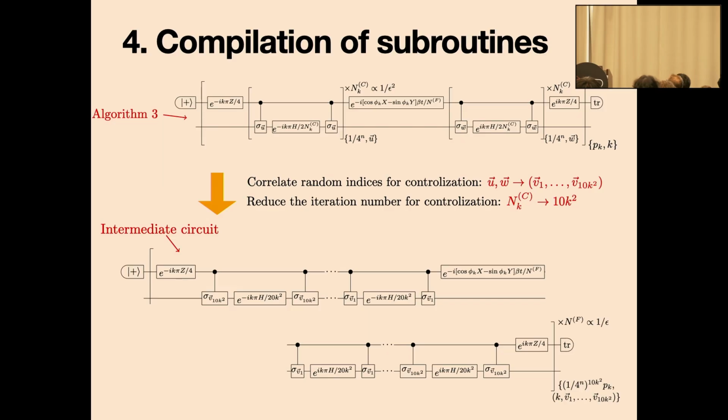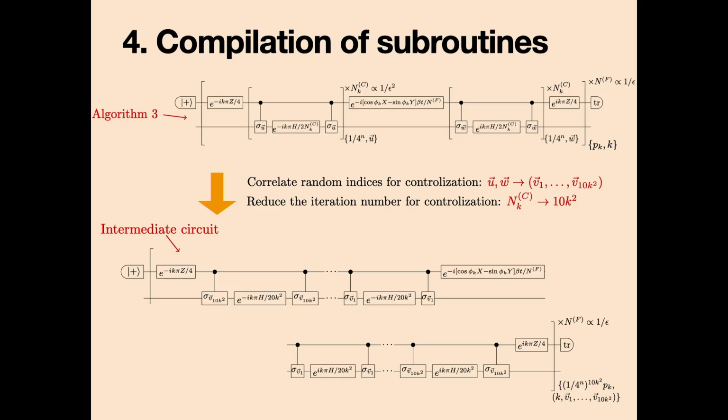But actually, remember, this is the positive time control Hamiltonian in the end of the day, and this is the negative time control Hamiltonian. So ideally, those two things should be conjugates of one another. So what we can do is correlate the U's and the W's into a single index V. And that single index V will be such that, around this artificial Hamiltonian in the middle, we now have the sandwich of the V1, both straight before and after, and then the V2, V3, and V4, all the way up to V10 k squared.